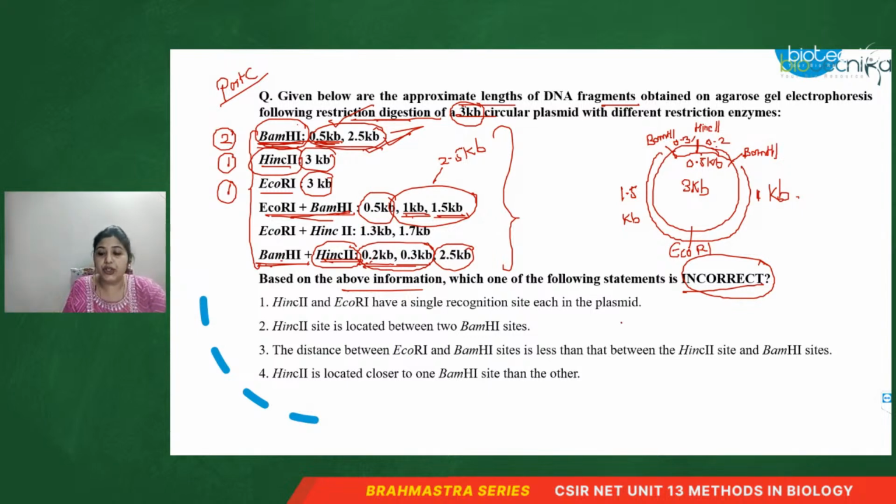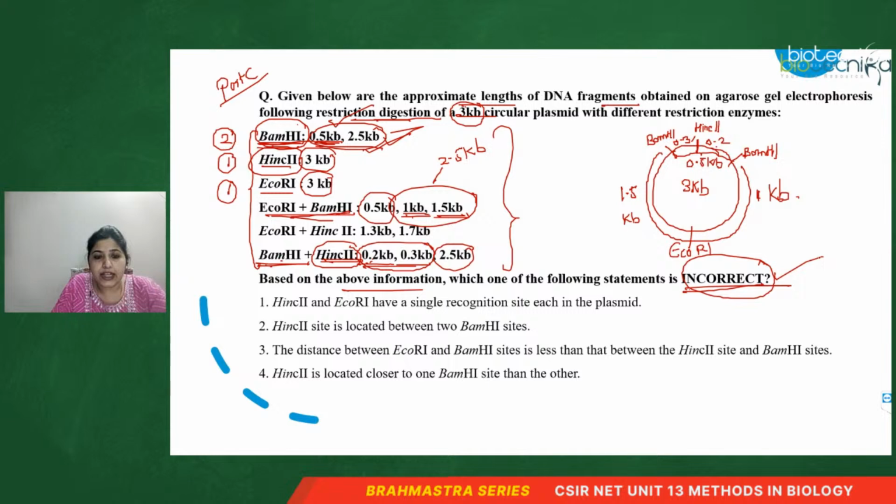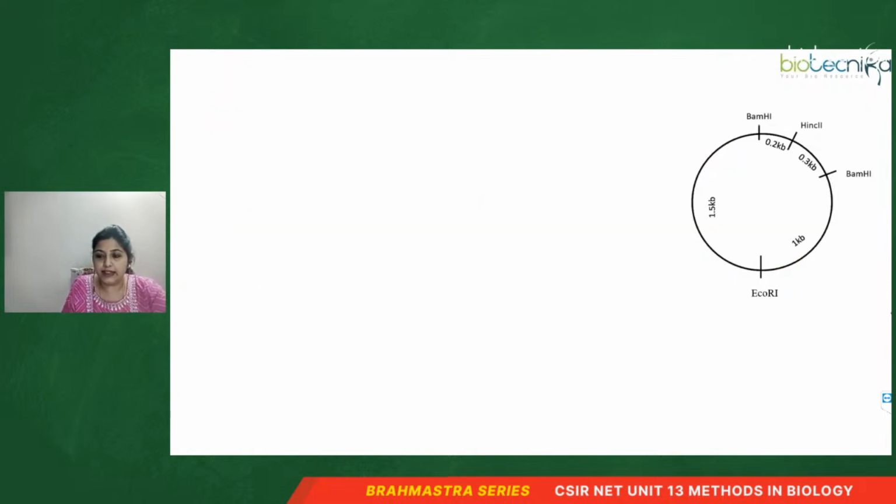Now you have to pay attention to the terms, whether an incorrect statement is asked or a correct statement is asked. As in this question an incorrect statement is asked, we have to go through each statement one by one. This is the restriction map I have drawn over here. Basically, this is the arrangement. This is 0.2, this is 0.3, and 1.5 and 1 kb, and you can see the HincII site is present between two BamHI sites, and this is the EcoRI site.